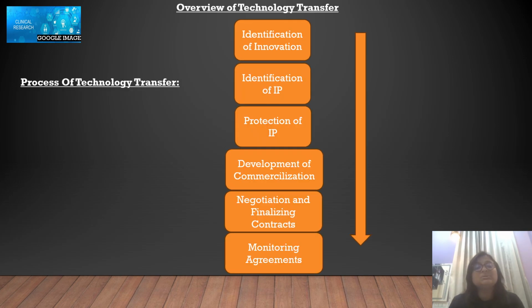Now, what is the process of technology transfer? I have put one chart. You can see that in the process of technology transfer, the first important thing is identification of innovation. Like X company has identified some innovation. Then second is identification of IP. Now X will identify what is the intellectual property in that particular innovation. Then they will go and protect their IP.